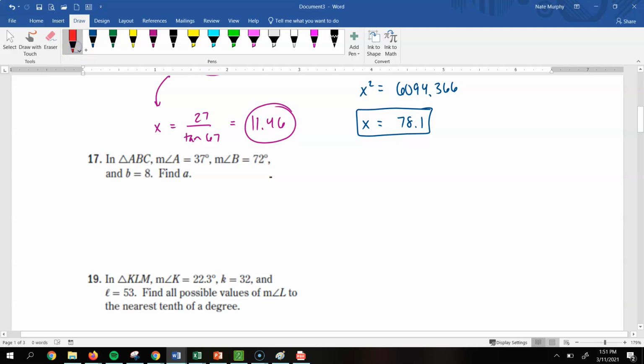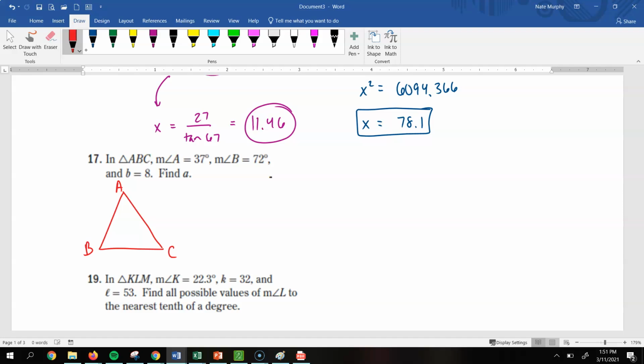All right, number 17, we have to draw out our triangle here. Again, we're just using this triangle as a reference, so it doesn't matter how precise or accurate you are. But I know angle A is 37 degrees. I know angle B is 72 degrees. Remember when we label sides, if you're ever wondering how to know what side is B, it's always going to be across from angle B. So side B is 8, so it's going to be across from the 72 degree angle.